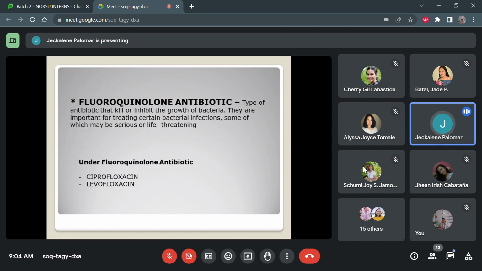So for fluoroquinolone antibiotics, this is a type of antibiotic that kills or inhibits the growth of bacteria. They are important for treating certain bacterial infections, some of which may be serious or life-threatening. So the examples of fluoroquinolone antibiotics are ciprofloxacin and levofloxacin.